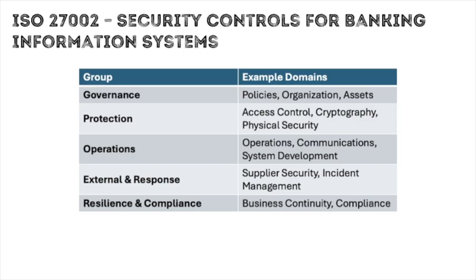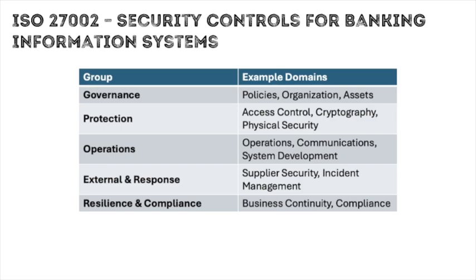The next layer is protection controls. Access control restricts entry through role-based permissions and multi-factor authentication, preventing unauthorized access. Cryptography secures data both at rest and in transit using strong encryption and proper key management. And physical and environmental security protects the actual infrastructure, server rooms, data centers, and equipment with restricted access, CCTV, and fire protection systems.